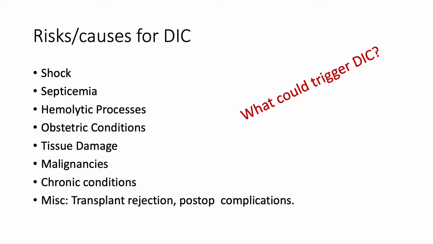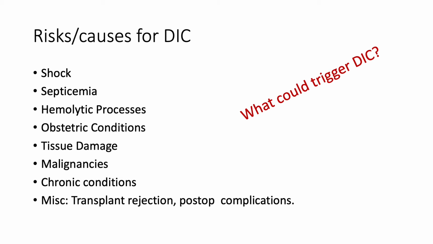We see shock, septicemia, hemolytic processes, like something you might see that could be triggered by a blood transfusion, obstetric conditions, maybe like abruptio placenta, significant tissue damage. And we mentioned how certain malignancies may trigger DIC. This also goes along with chronic conditions, so often cancers and autoimmune diseases, for example. Just keep in mind, DIC can be chronic, just like these chronic disease processes.